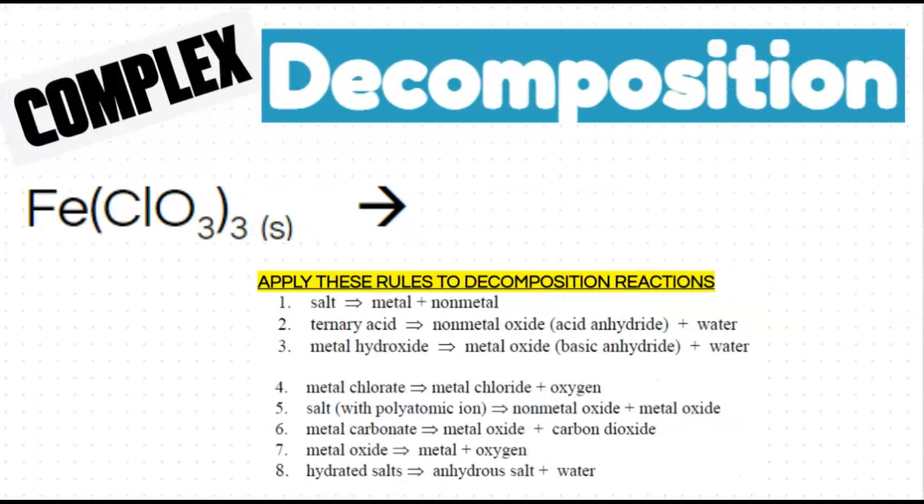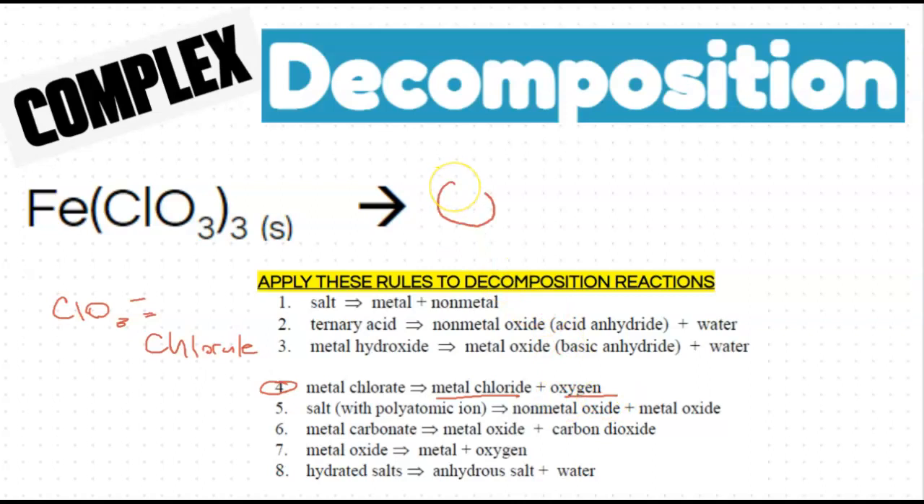So if we work another example, I look at my compound, I have a metal, and then I've got this ClO3 ion. Well, if you look at your chart, ClO3 with a -1 charge is chlorate. So what we're working with is number 4, a metal chlorate. And it's going to break down into a metal chloride and oxygen.